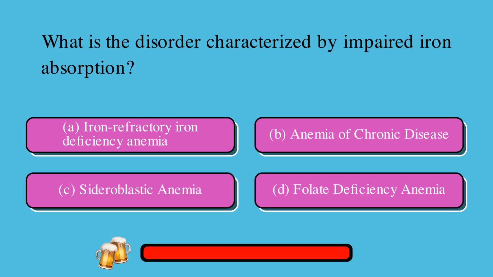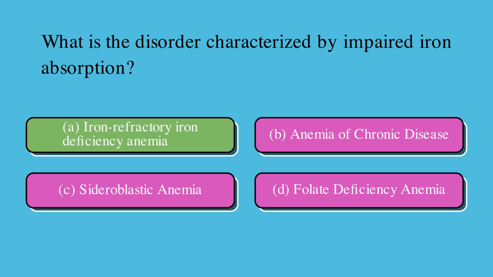What is the disorder characterized by impaired iron absorption? A. Iron refractory iron deficiency anemia, or B. Anemia of chronic disease, or C. Sideroblastic anemia, or D. Folate deficiency anemia. The correct answer is A. Iron refractory iron deficiency anemia.